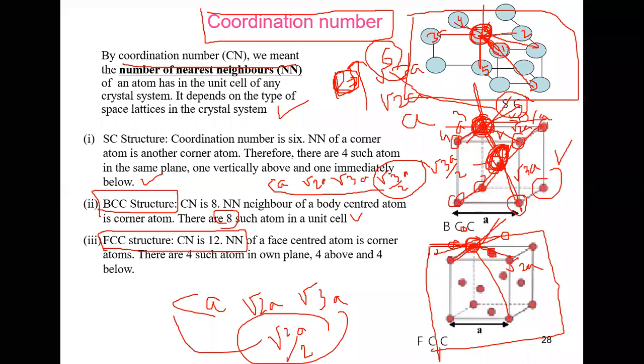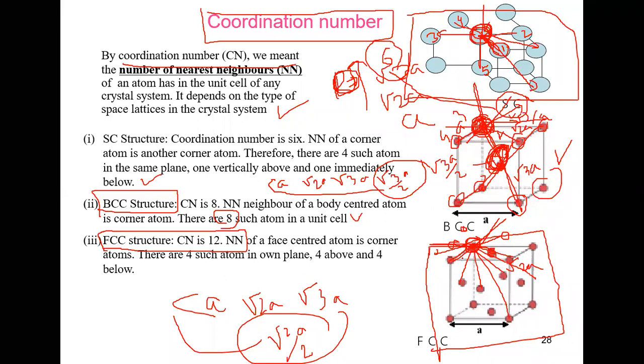Now, if you look here, you will see another 4 atoms in the bottom plane. That distance is root 2a by 2. Another 4 atoms will be in the upper plane. Okay, it is very easy to understand.